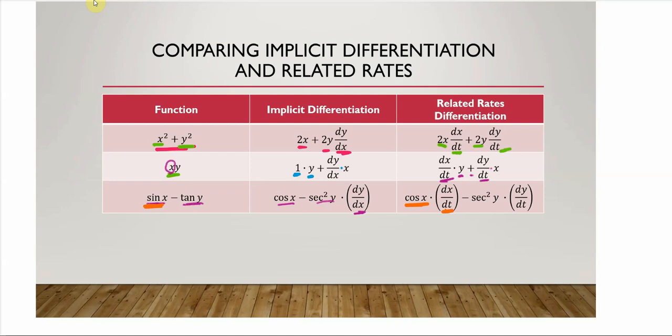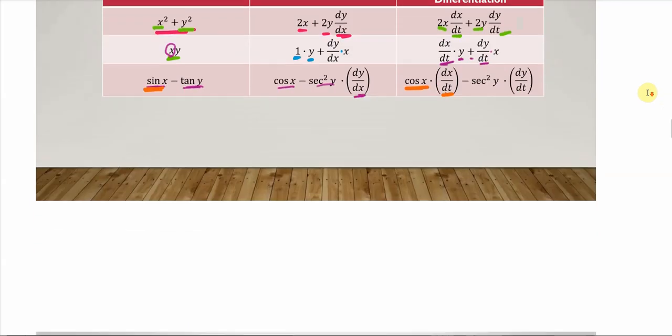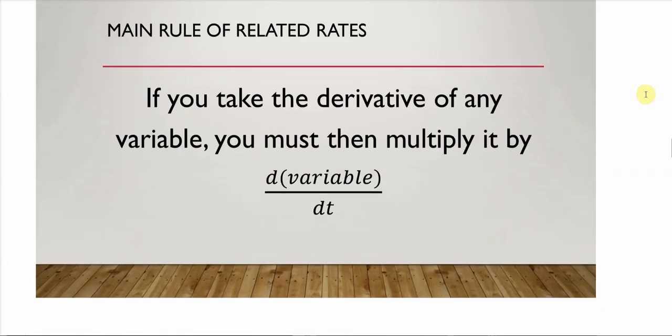So I hope you're looking at that and saying, oh my gosh, I'm understanding related rates. It's not that difficult if you understand that you're always going to include d letter over dt. All right? So basically, what's the most important thing that you're supposed to understand from here? That if you take the derivative of any variable, you must then multiply it by d variable over dt.